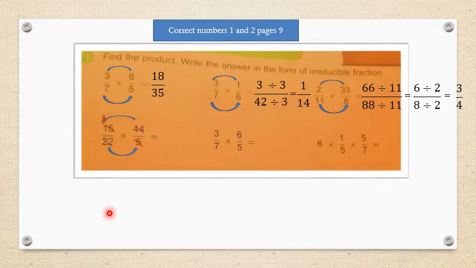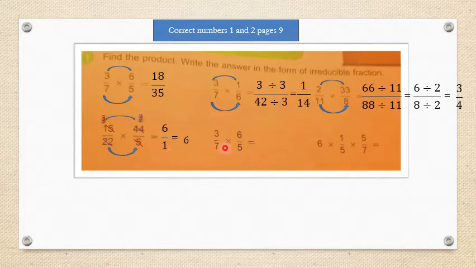44 and 22. 44 is a multiple of 22, so when I divide 44 by 22, I will get 2. Now I can say that 3 times 2 equals 6. And in the denominator, I have 1 times 1, which is 1. 6 over 1 is 6. Okay, it's tricky here, but you can do it.